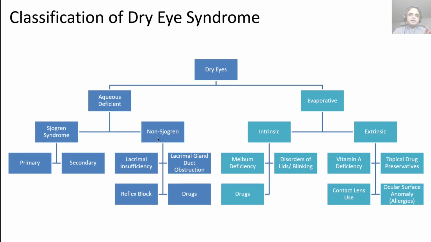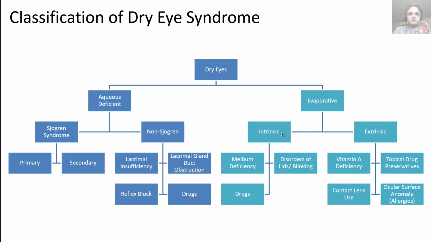A non-Sjogren type is one in which your lacrimal gland is not producing enough tears because it's inflamed, it's damaged, it's got a tumor, or there's something wrong with its nerve supply. Or the gland is okay, but the ducts are obstructed. Maybe again there is inflammation, or there is dacryolith or stone formation. There is a reflex block, or there are drugs that are being used. We talked about parasympatholytic drugs which can reduce lacrimal secretions. Evaporative is something in which the tear film is forming but evaporating too quickly.